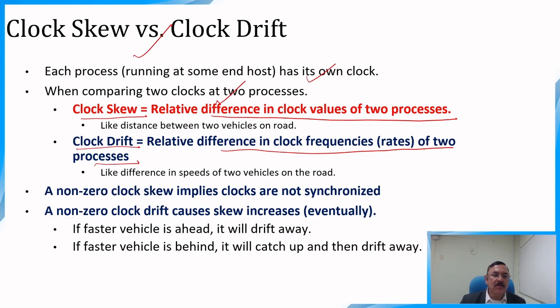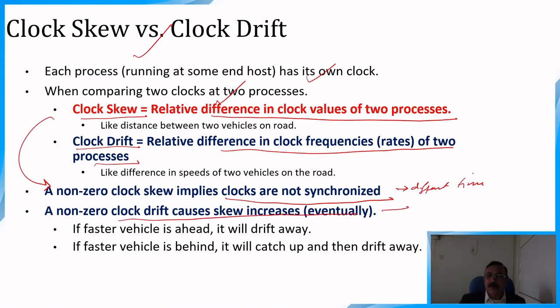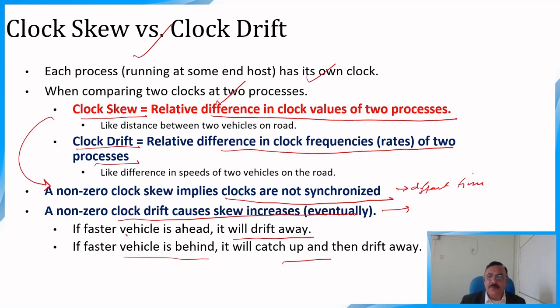So, a non-zero clock skew implies that the clocks are not synchronized, they are giving different timings. A non-zero clock drift causes the skew to increase eventually. It is just like a faster vehicle that is ahead, it will drift away, and if a faster vehicle is behind, it will catch up and then drift away.